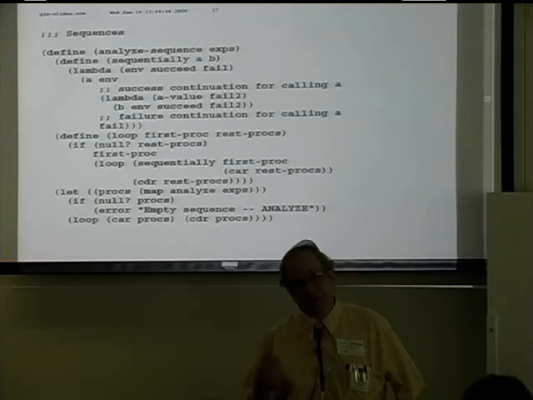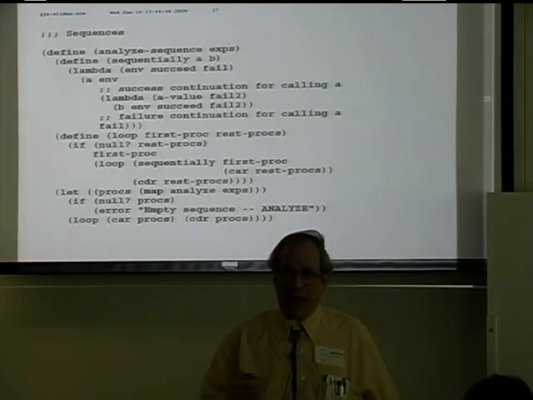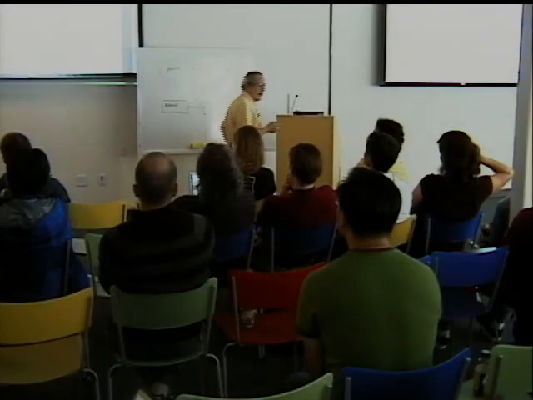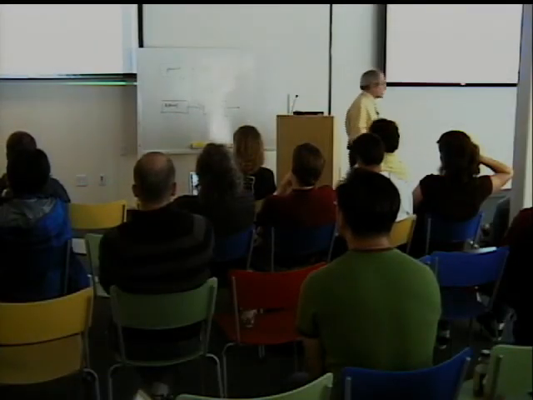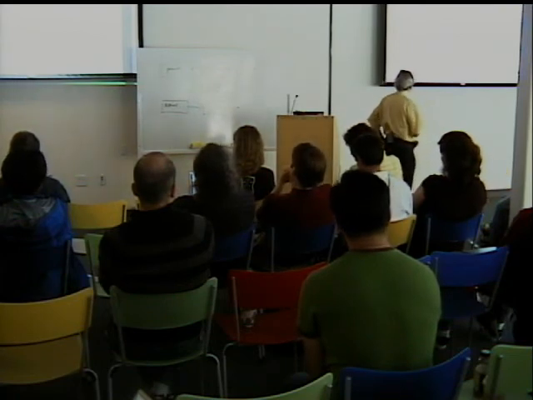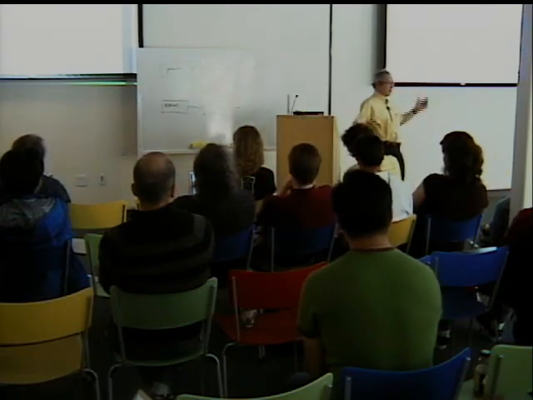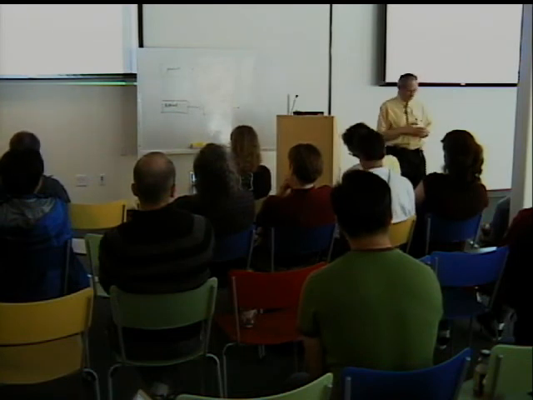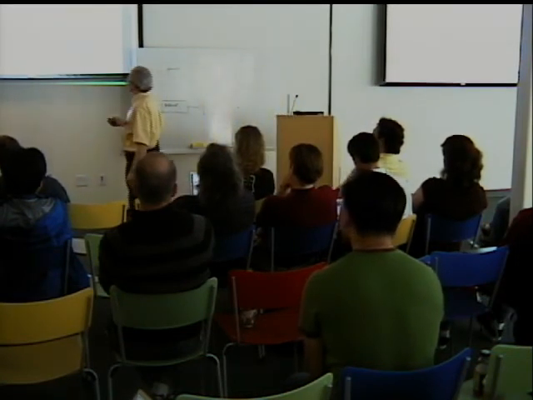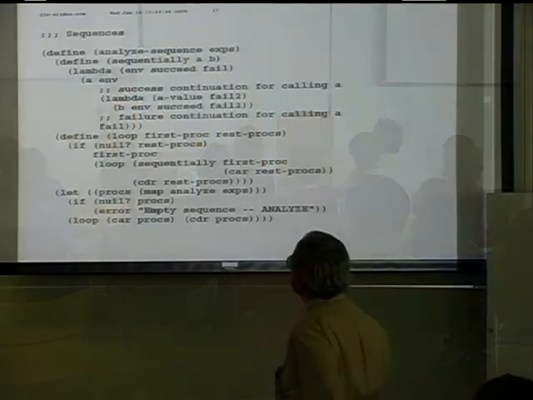Which, by the way, means that there may be assignments, they may have to be unwound, all sorts of things like that. And we have to worry about that. The rest of this is the glue that allows you to make this into a sequentially of any number of things, a sequence of any number of lines of code.